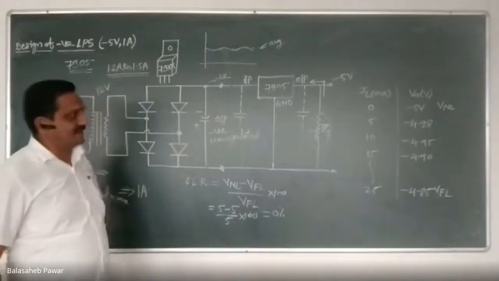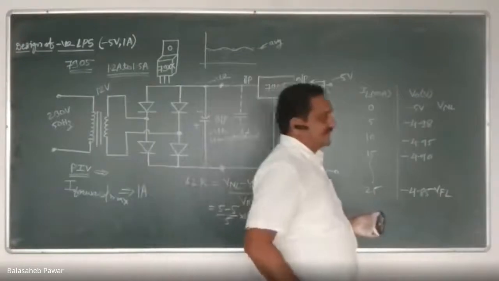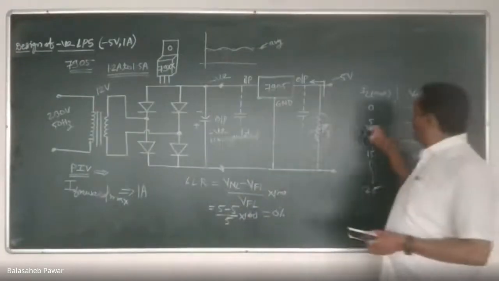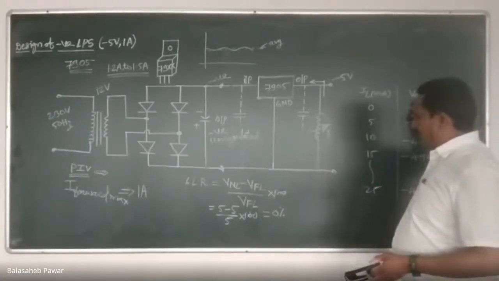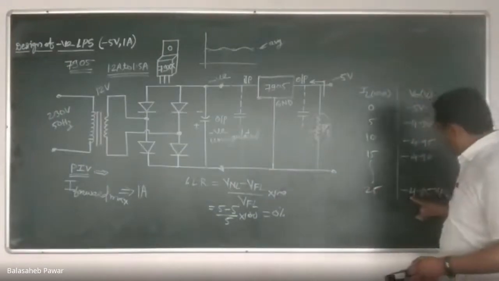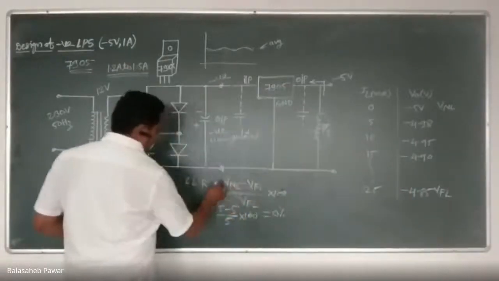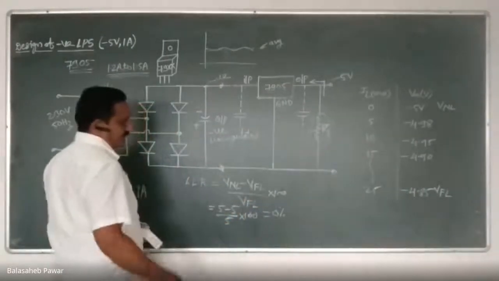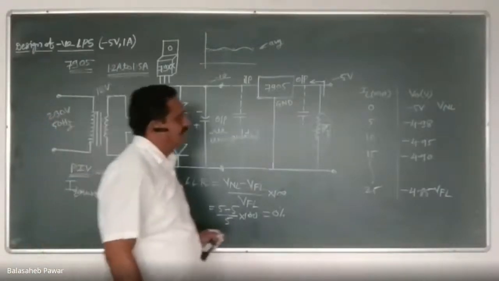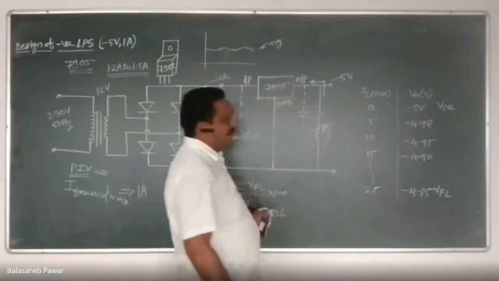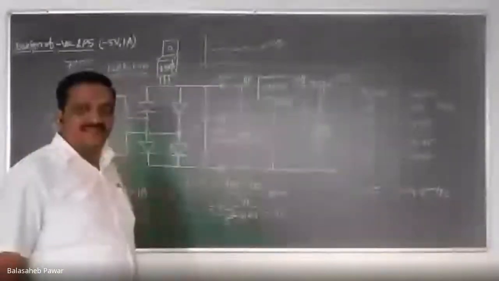Just determine it. For the shown values, calculate the percentage load regulation. Use the same formula. Voltage at no load is 5 volts. Only take the magnitude. Voltage at no load is 5, and voltage at full load is how much? 4.85. So this numerator will not be 0. It will be 0.85? Not 0.85, it will be 0.15. 5 minus 4.85. Are you doing it?